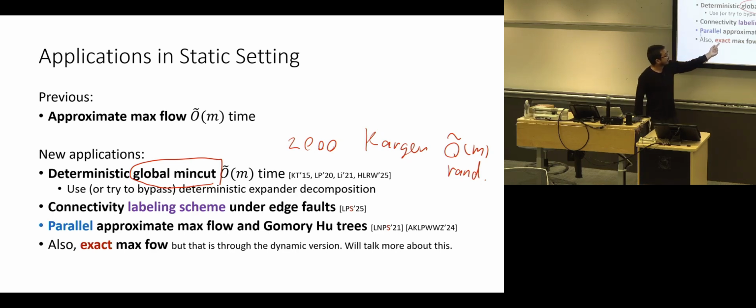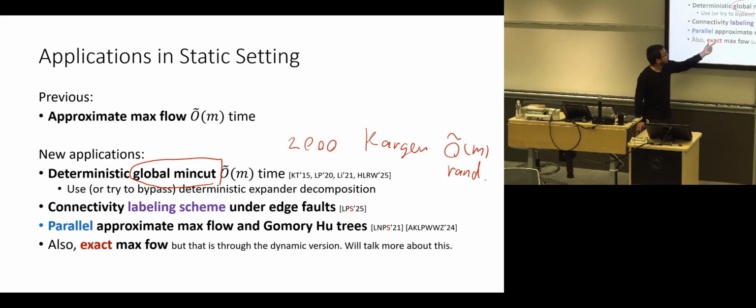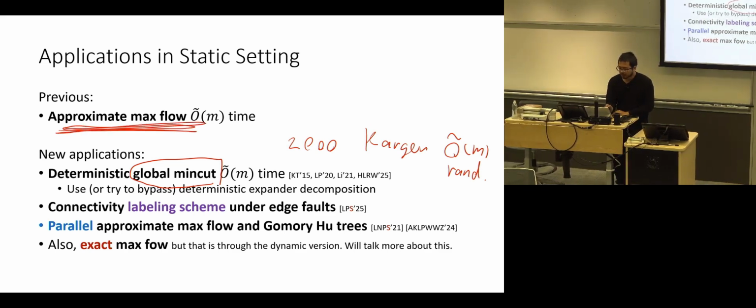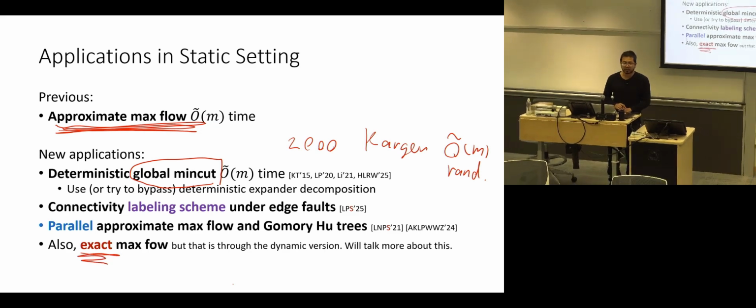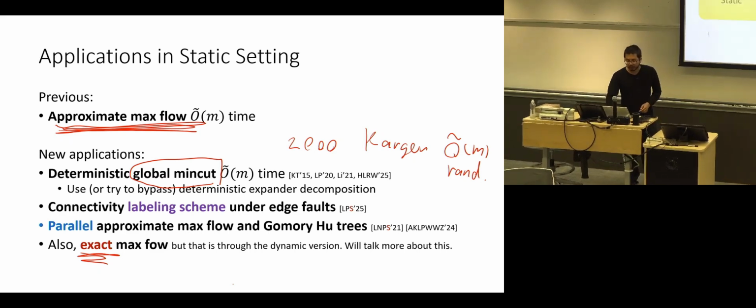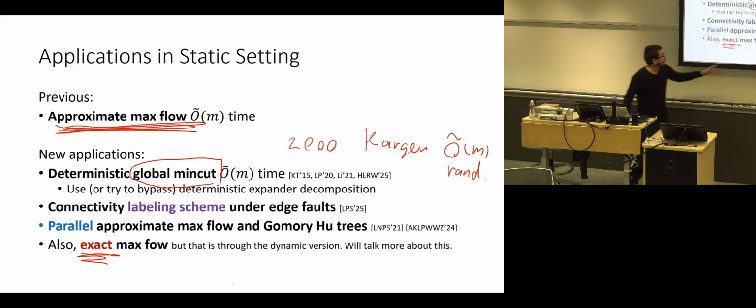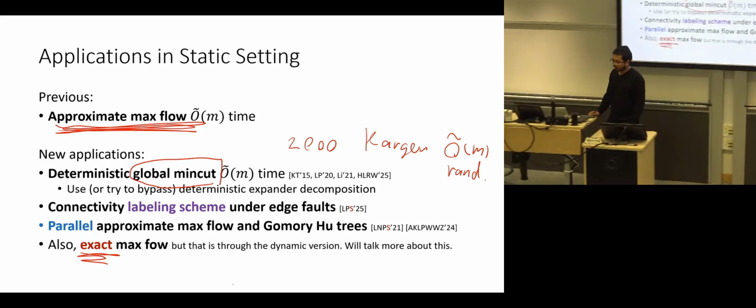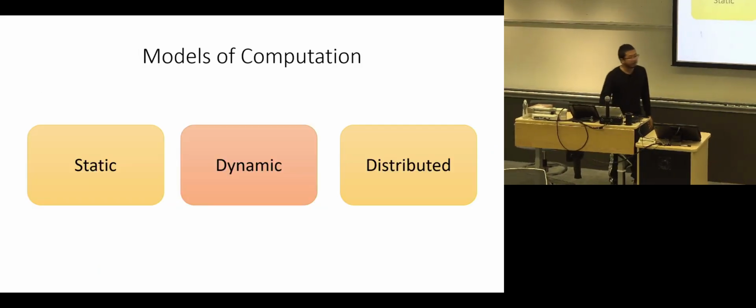But the cool thing is that we see how approximate max flow can be solved using expander decomposition. It turns out even exact max flow benefits. You can solve it using expander stuff too. I'll talk about it soon, because to get this, it's actually through the dynamic version of expander stuff. So let's talk about the dynamic thing.